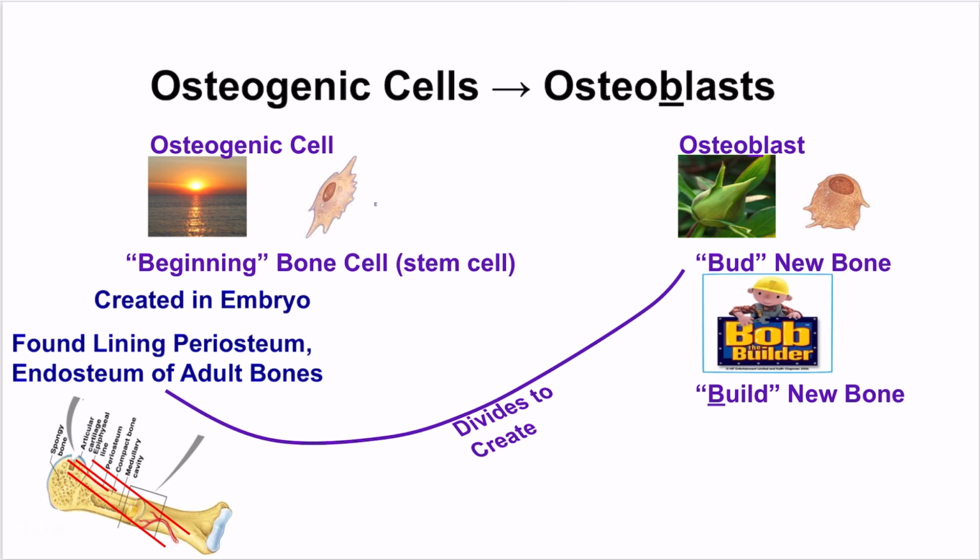So, another way to show you this: osteogenic cells are kind of like the bone stem cell. They're the only ones that are capable of mitosis. They're created in the embryo, and we find them in the periosteum and the endosteum of adult long bones, because that is where growth may occur. They may divide and turn into osteoblasts, as in building, right? Their job is to secrete the extracellular matrix, just like the fibroblast of a connective tissue.